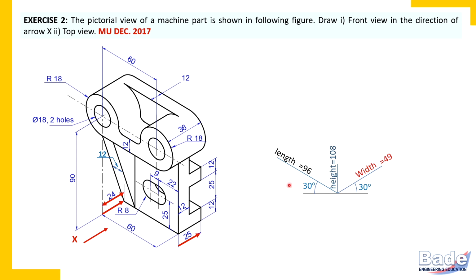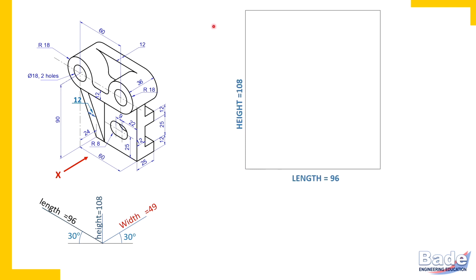If required, pause the video, check whether you have understood overall length, overall width and overall height of the object. And now let's proceed. So since we have identified overall dimensions of the object and we are asked to construct only front view and top view, let's start with front view rectangle. Always we start with front view rectangle, in which length horizontally, height vertically. So length 96 and height 108. Complete the rectangle. Rectangle of height 108 and length 96.